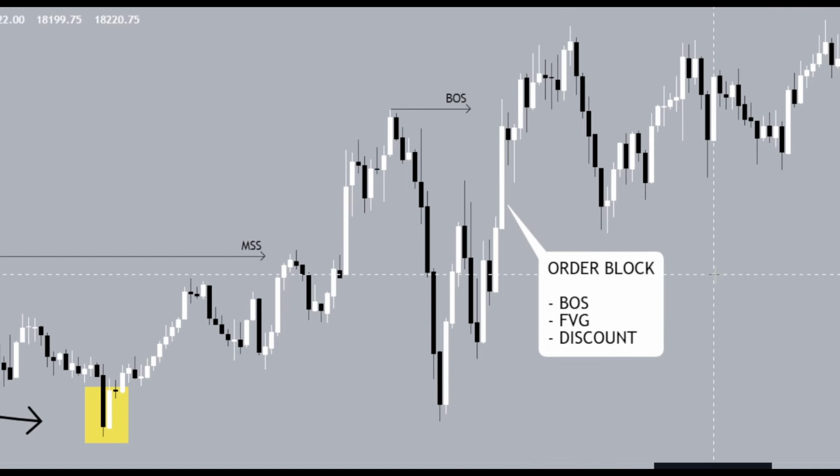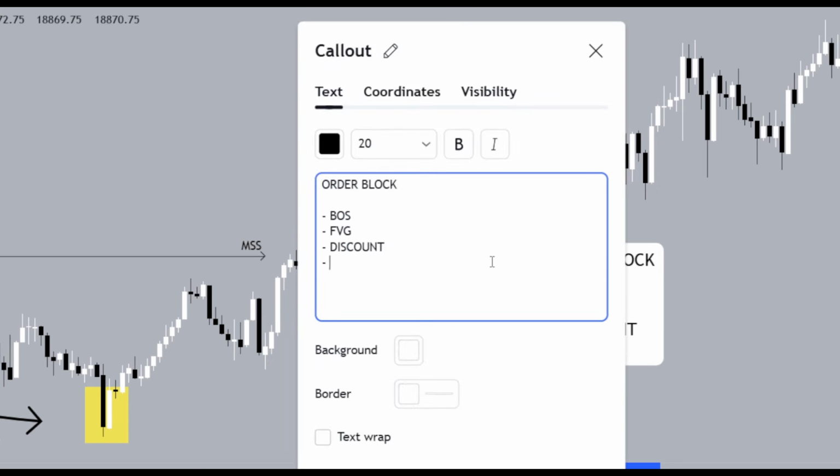So now that we're in the discount itself, let's go over the other rules of an order block, right? The order block itself has to be time-based, right?